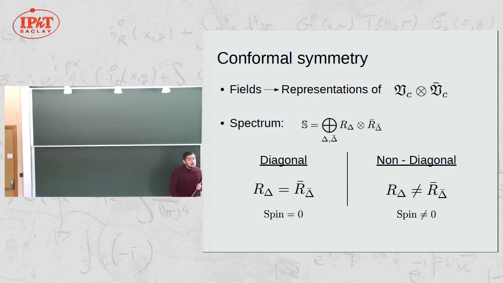And on the other hand, we have non-diagonal theories in which we allow these 2 representations to be different, and thus we can have, in this case, fields with non-zero spin. In this talk, I'll be interested in non-diagonal theories. For example, they are thought to describe certain limits of critical percolation or of the Potts model.